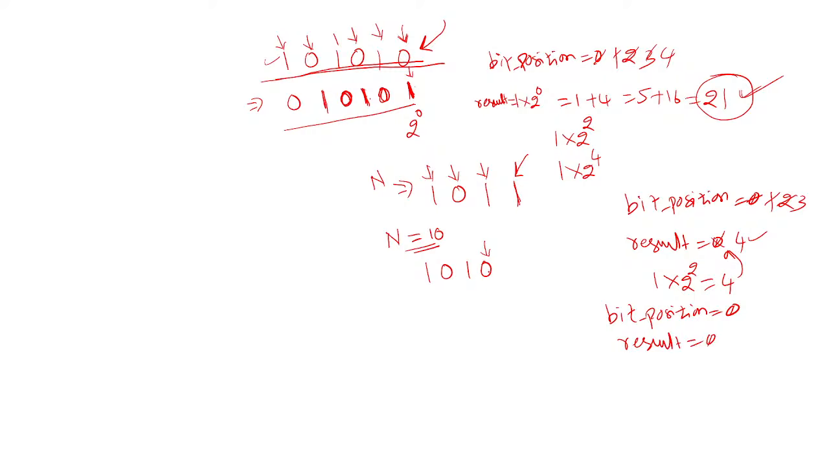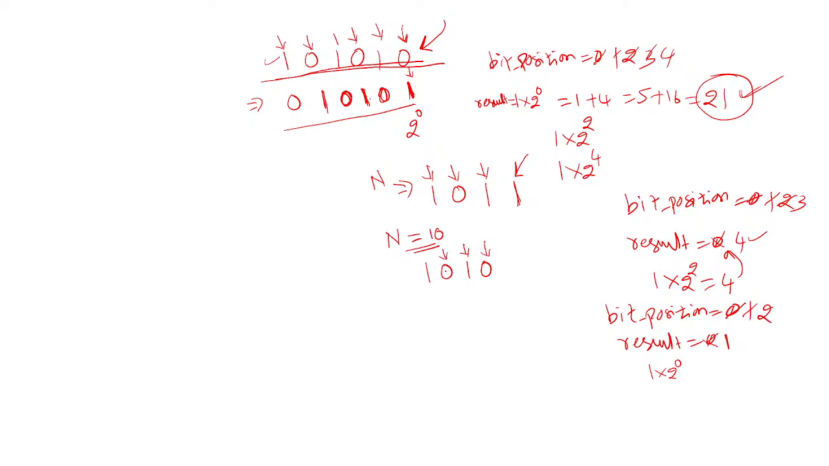Is it 0? Yes. Toggle it and multiply with 2 power of bit position. Bit position is 0, 2 power 0 is 1, 1 into 1 is 1. Add it to result. Now your result becomes 1. Then increment bit position, it becomes 1. Now generate this bit, it is 1 here. Just leave it.